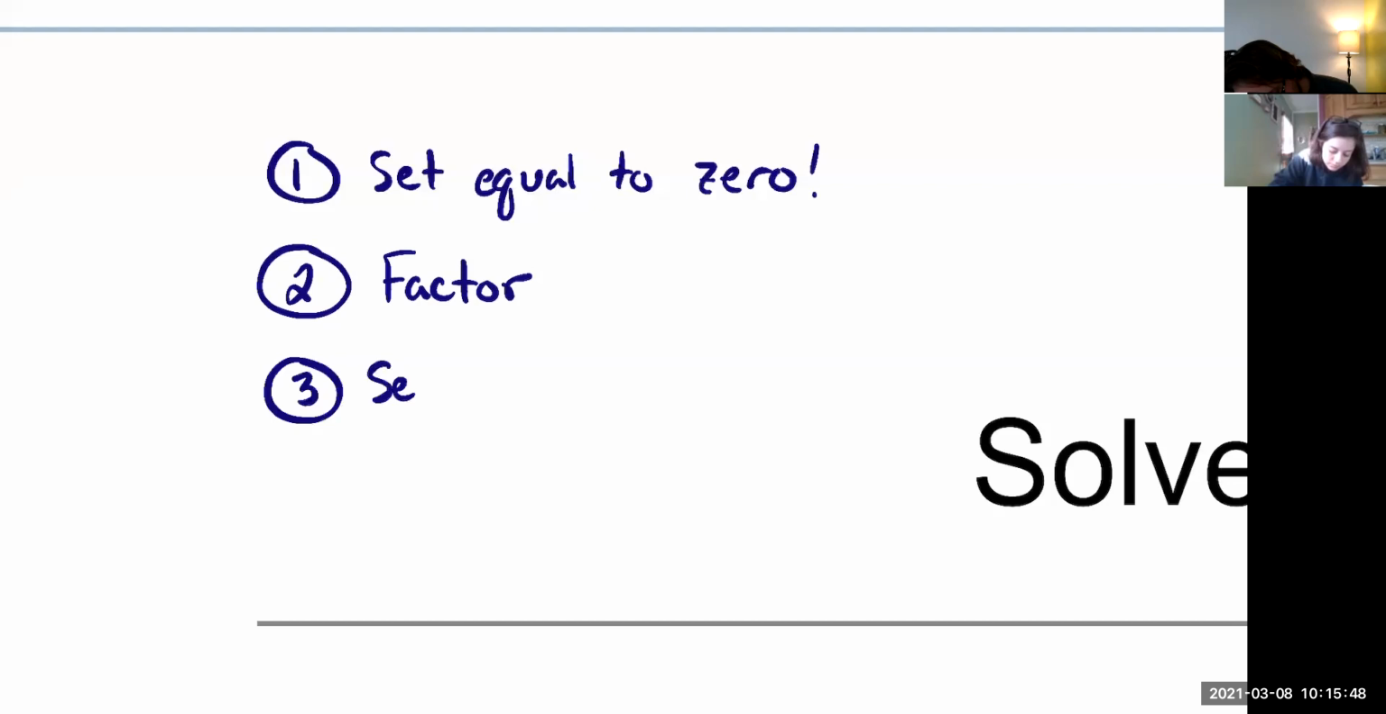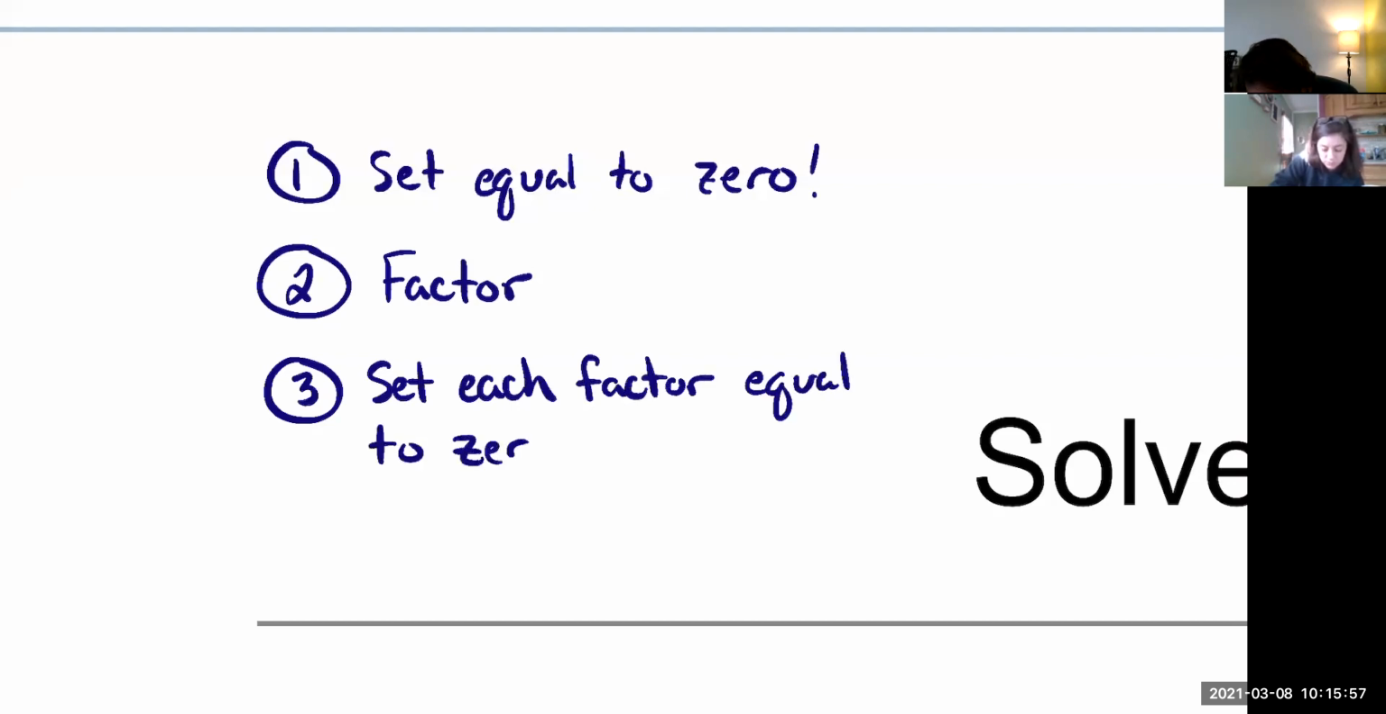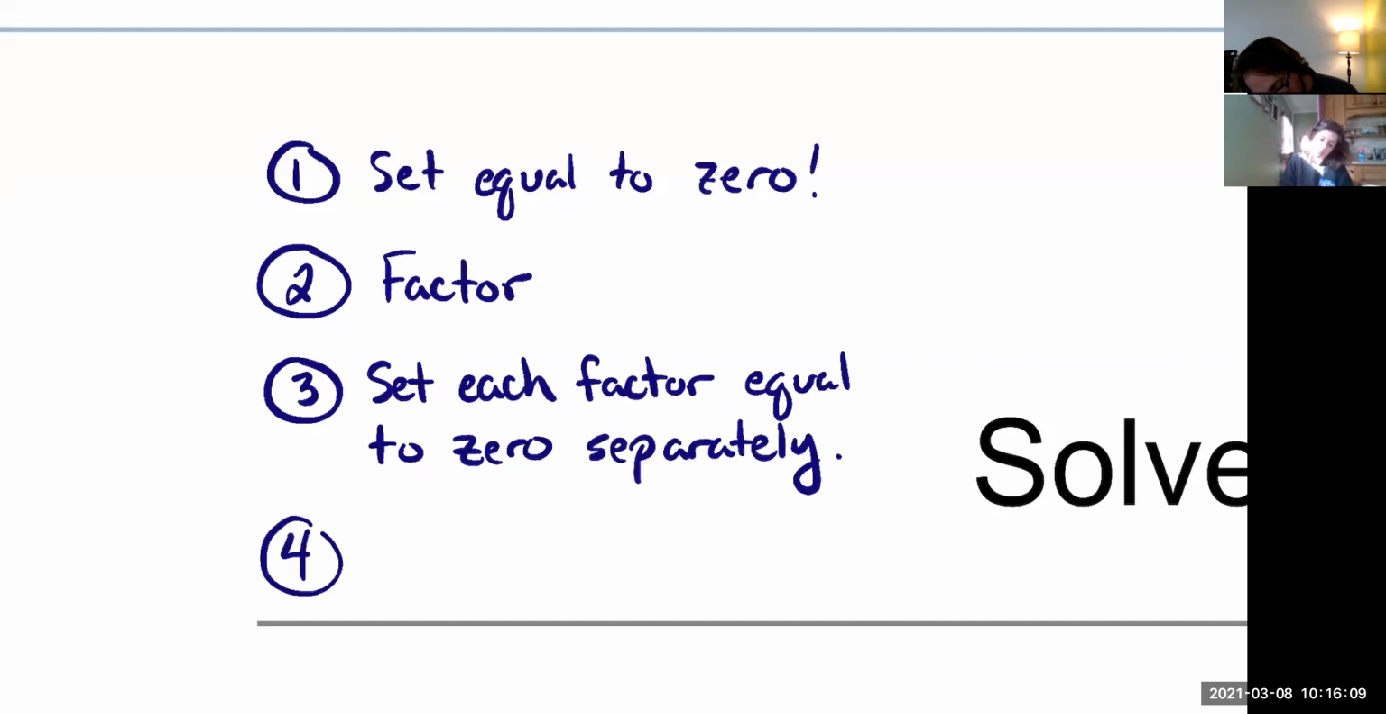Third step is to set each factor equal to 0 separately. And that is thanks to the zero product property. And the fourth is to solve. Because at that point, you're going to have at least two equations. Solving each of them is going to give you typically your two solutions you're looking for.